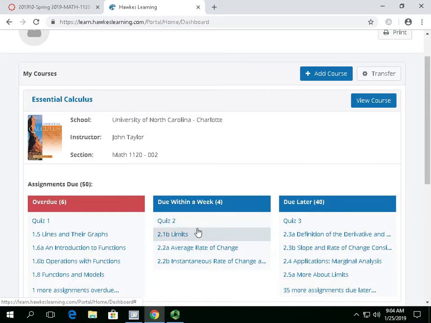And I pushed back the 2.1B, so now that homework set is actually due on Sunday, as well as 2.1A and 2.2A and 2.2B. And the instantaneous rate of change is actually what I'm going to be finishing up today, so we're looking at that.